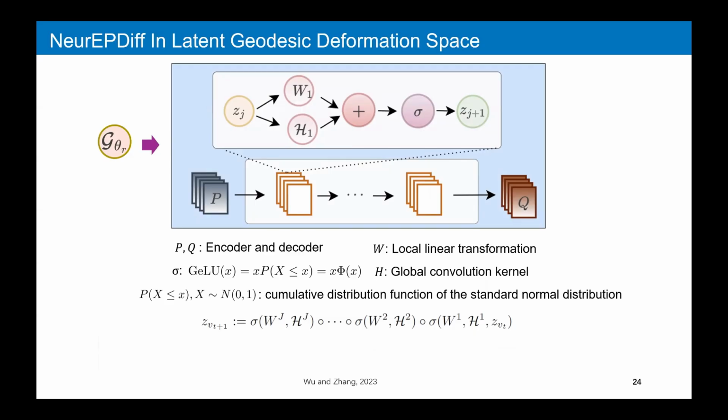The encoder P lifts the latent features to a higher channel space, and the decoder Q will project it back to the original channel space. The encoded features go through the combination of the local linear transformation W plus the global convolutional kernel H. The entire latent geodesic from ZV0 to ZV1 is propagated in an iterative way. And at each iterative step, G theta updates the current state ZVT to the next state ZVT plus 1.